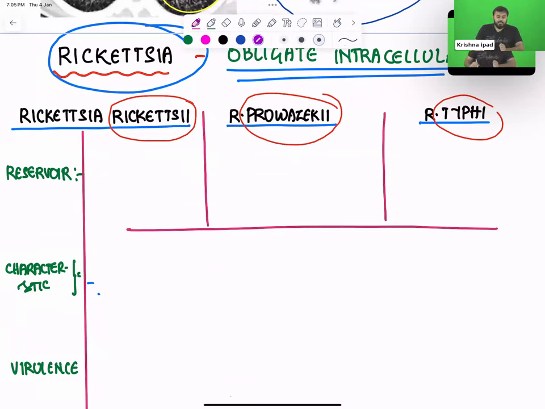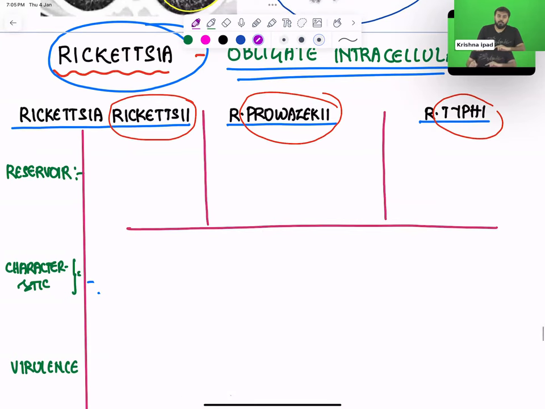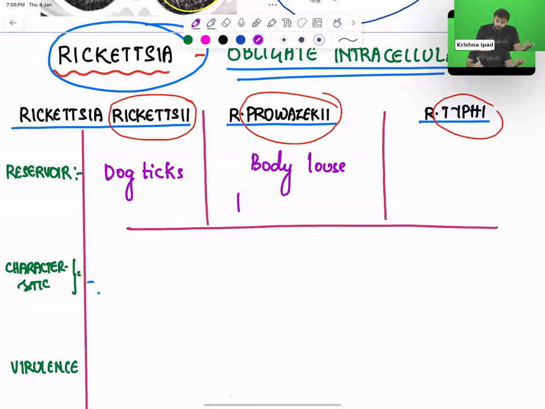Now, rickettsia rickettsii, what is the reservoir over here? Through which are you getting this infection? You are getting it through dog ticks. Dog ticks. Okay. Rickettsia prowazekii is body louse. All of you know you have got head louse, right? Within the head. In the same way, there is also body louse. So body louse, kaunsa body? Kiska body? Human to human.